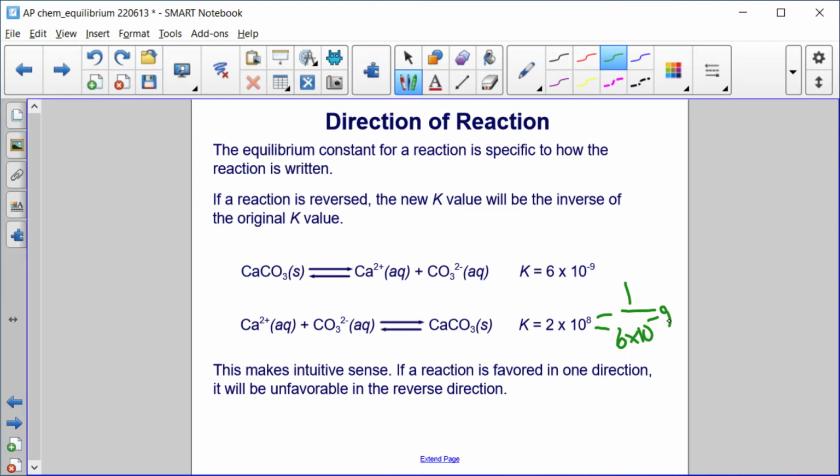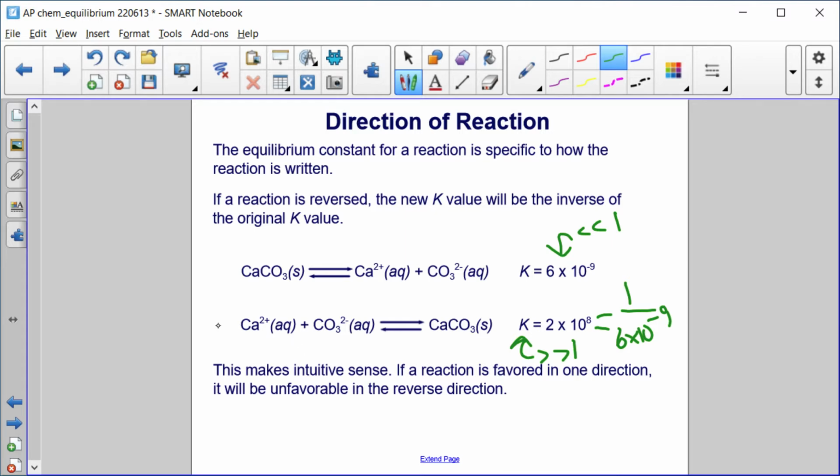This makes intuitive sense, right? We have a value that's much, much less than 1, and a value here that's much, much greater than 1. If a reaction is favored in one direction, if the products are favored in one reaction, if I then flip the reaction, once it's flipped, wouldn't then the reactants be favored? So if it's favored in one direction, it will be unfavorable in the reverse direction.